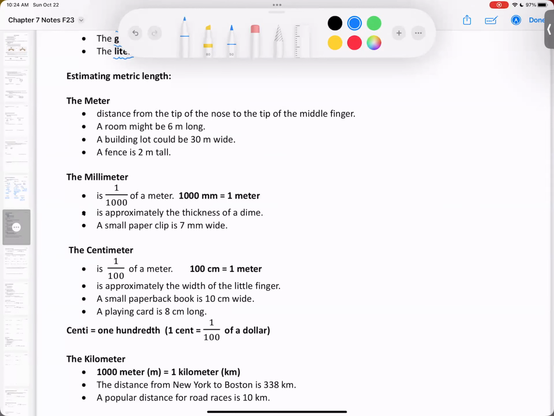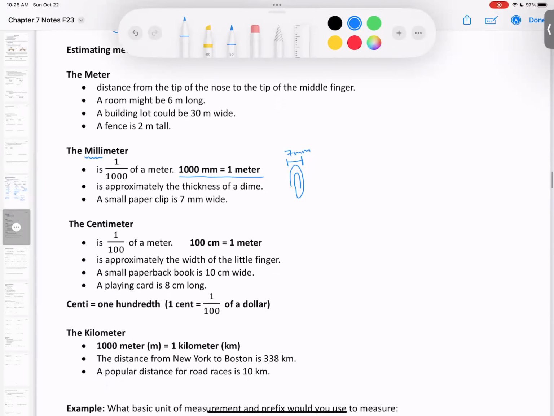A millimeter, well, milli means 1,000. So a millimeter is 1/1000th of a meter. In other words, 1,000 millimeters make up 1 meter. If you have a good meter stick, you'll often have very fine lines on it. Each of those fine lines is a millimeter. It's approximately the thickness of a dime, or you can think of a small paper clip. So here's a paper clip, and the width of that paper clip might be 7 millimeters wide.